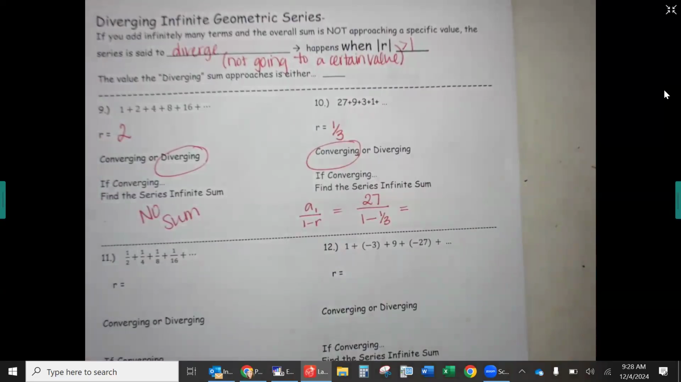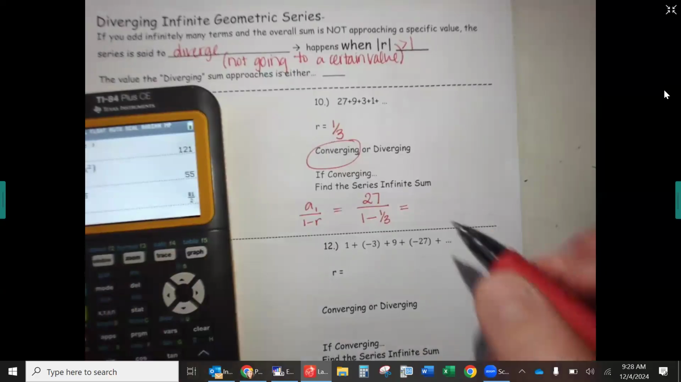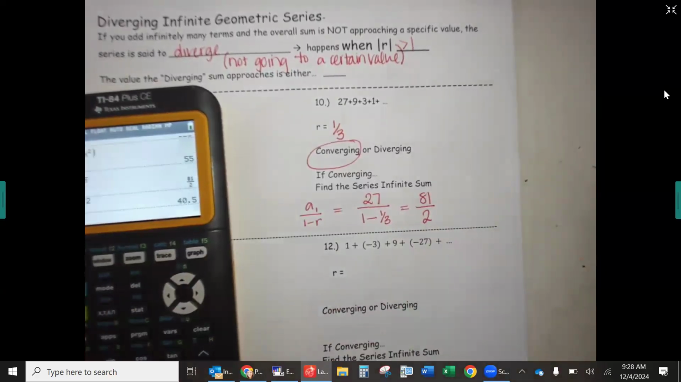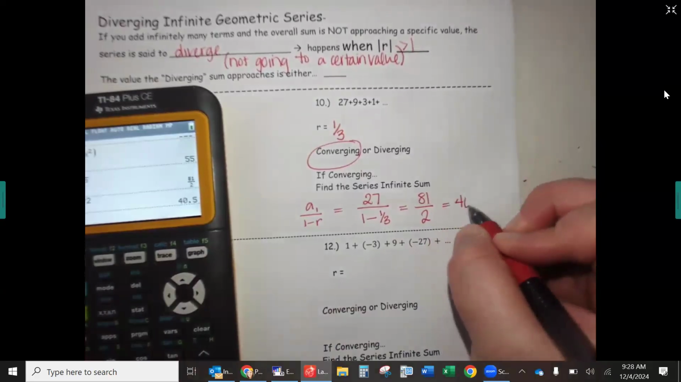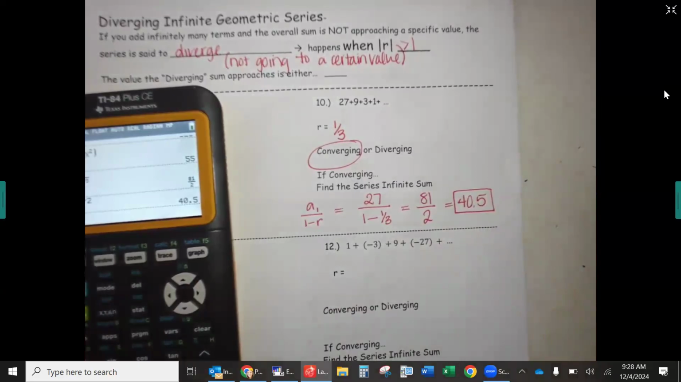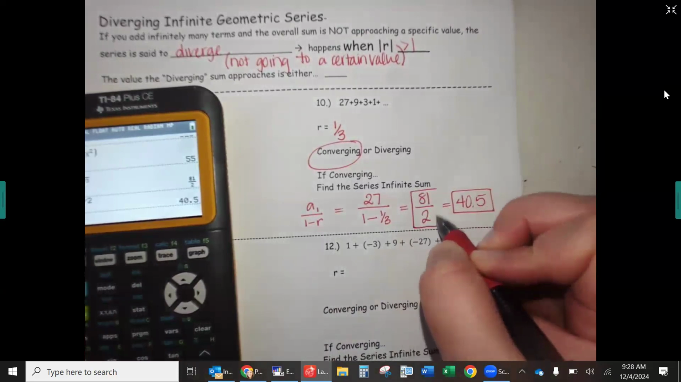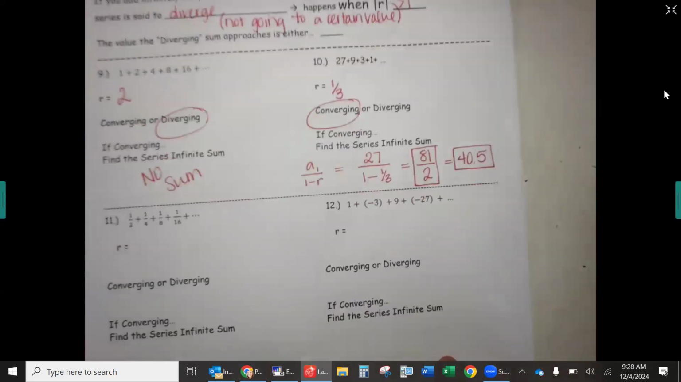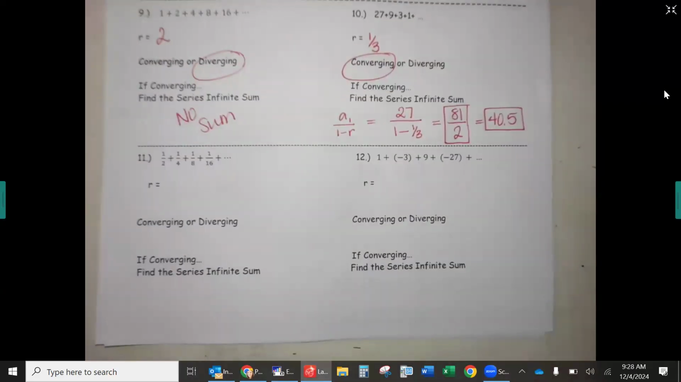So pretty fraction, 27 over 1 minus 1/3. Okay, what'd you get? 81 over 2. And 81 divided by 2 is 40.5. It doesn't really matter. Either one would be fine. I'll box both. Okay, but remember, you only have to do that step if your series is converging, which means your R is less than 1. All right, one more, 2 more left like that.